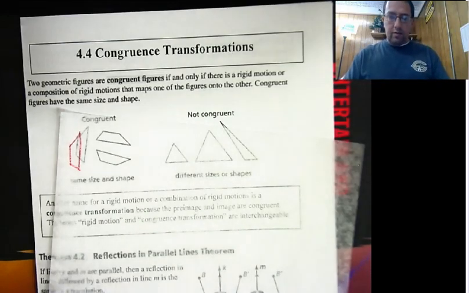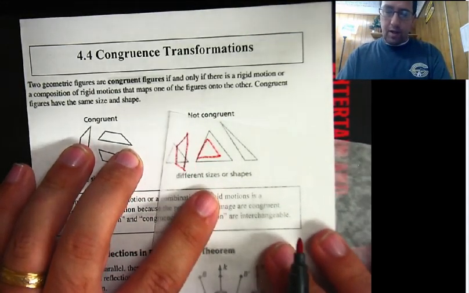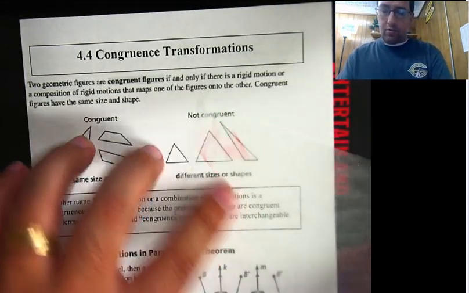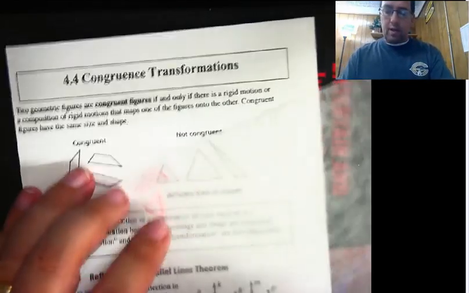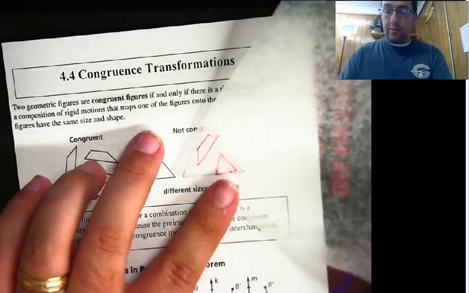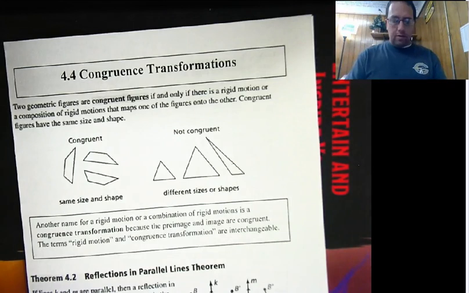Over here, however, not happening, is it? Not congruent. There's no way I could rotate this, no way I could flip it over to make the one triangle match with the other triangles. Not going to happen. All right. So there it is. Congruence transformations, they have to be congruent.